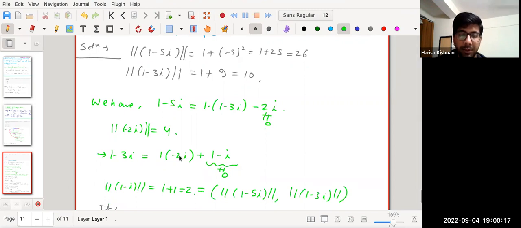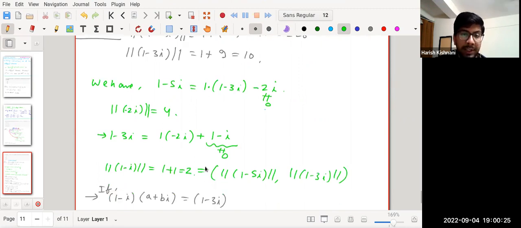1 minus 3i is divisible by minus 2i. The quotient is 1 and the remainder is 1 minus i. And 1 minus i is again non-zero. The norm of 1 minus i is 1 plus 1, which is equal to 2, which is equal to the GCD of the norms of these elements, 10 and 26. So this is a good candidate for the GCD of these elements. You can check why.